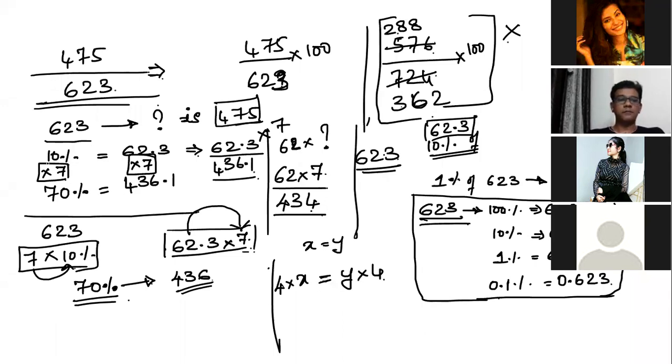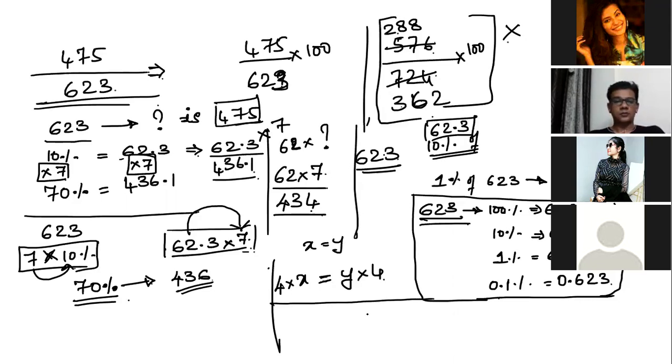So your 10% was equal to 62.3. Now when you multiplied your 62.3 by 7, did your equal sign remain the same? No. So to keep the equal sign the same, what should you do? Multiply 7 even on the left hand side. What was your left hand side? 10%. So what is 7 into 10? 70%. Got it? Yes, sir. Thank you.